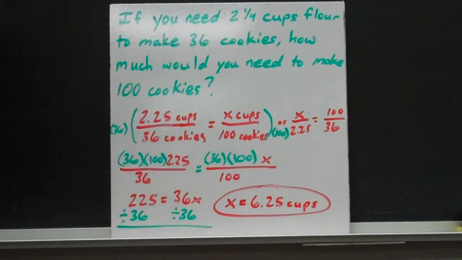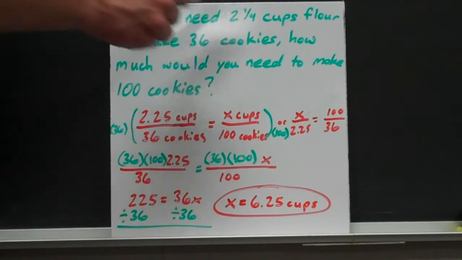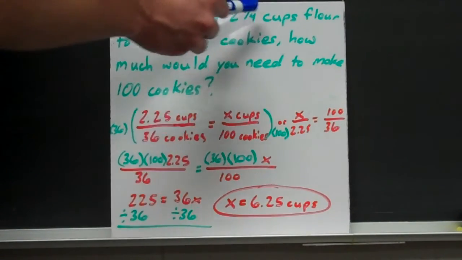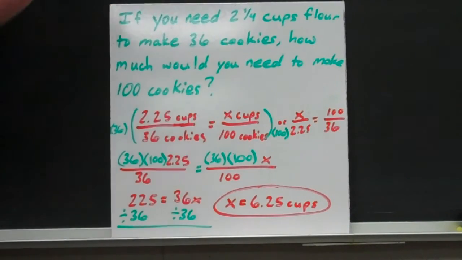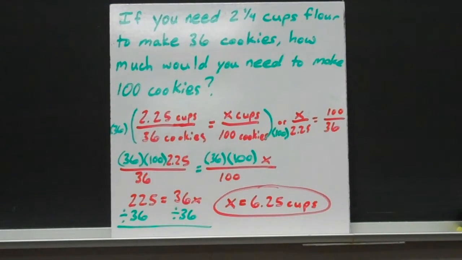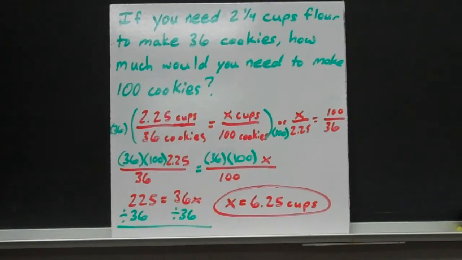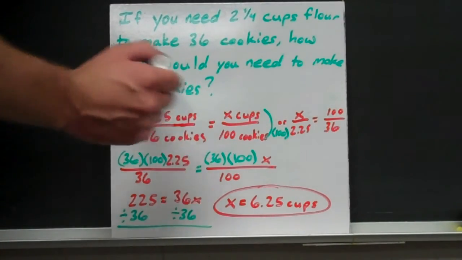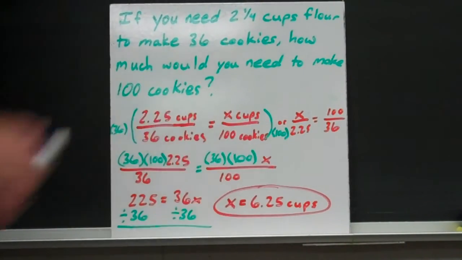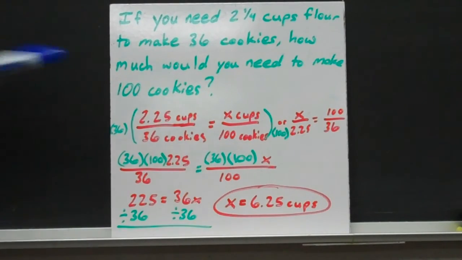So there are a number of different ways that you can set up this proportion. The one way that you can't set it up, you can't have the two values from the same part of the problem, so 2 1/4 cups and 36 cookies, you can't have them diagonal from each other. So if we've got 2.25 cups up here, we can't have 36 cookies diagonal from that, because they need to be together somehow. They either need to be in the same column or the same row.